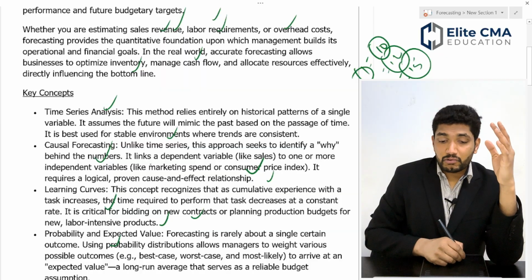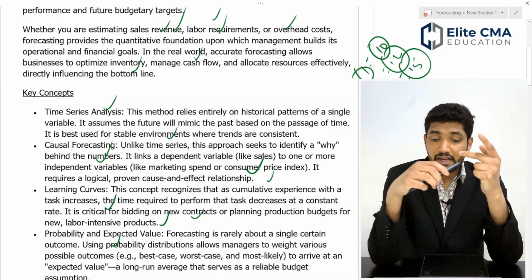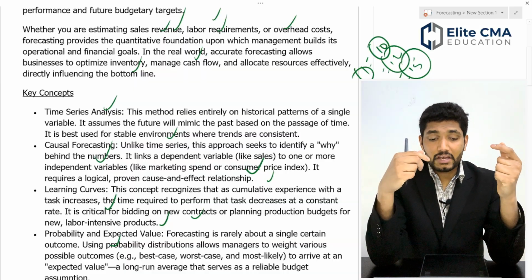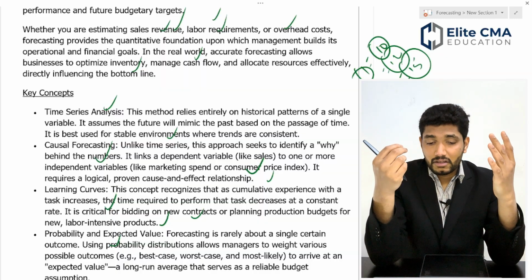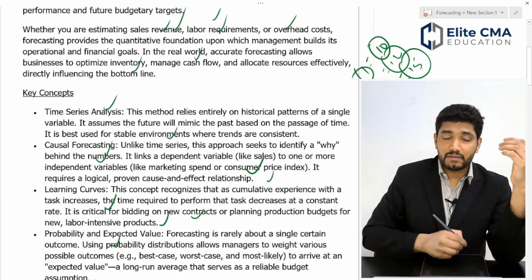Using probability distribution allows managers to weight various possible outcomes, such as best case, worst case and most likely, to arrive at an expected value, a long-run average that serves as a reliable budget assumption.